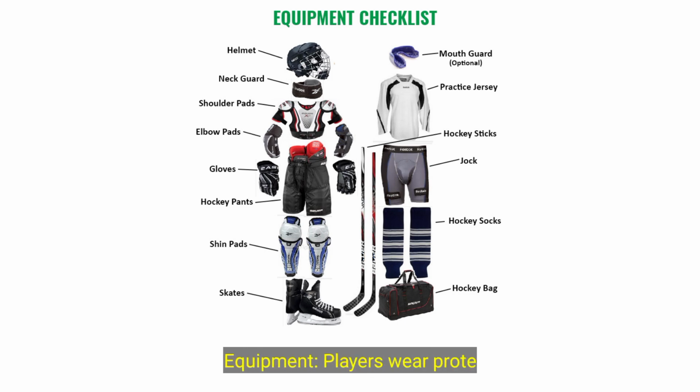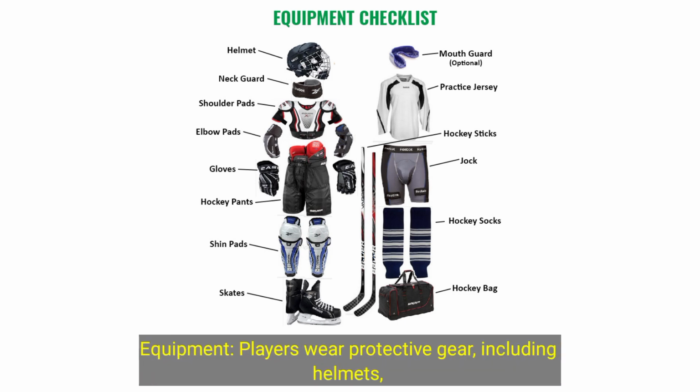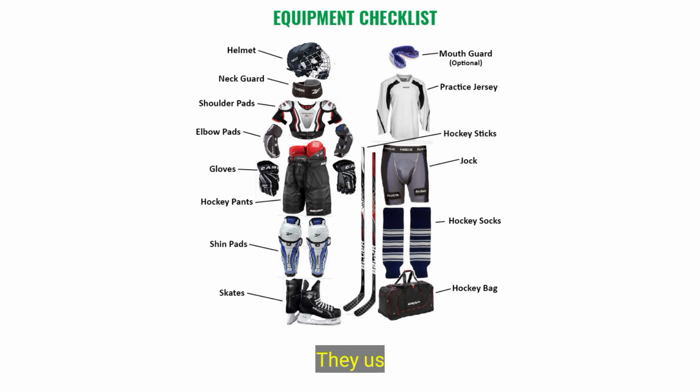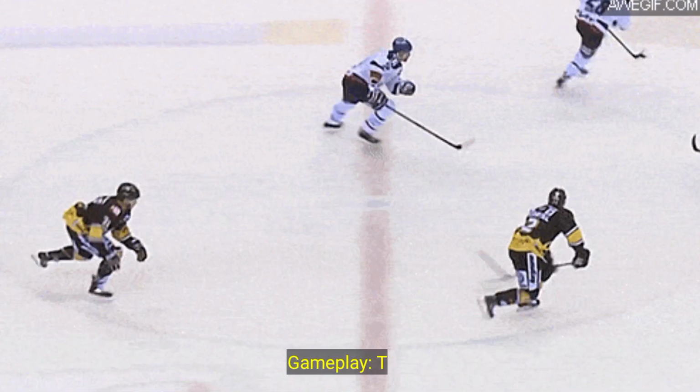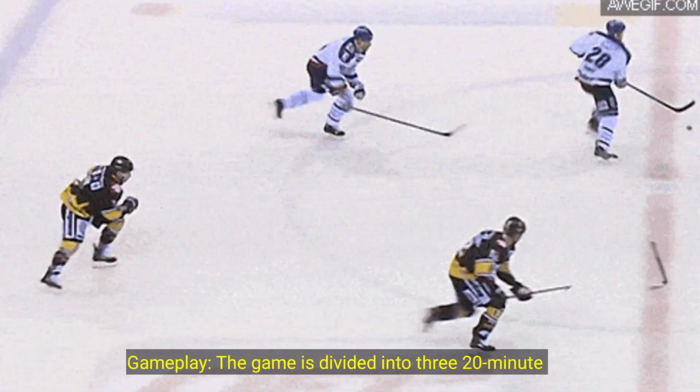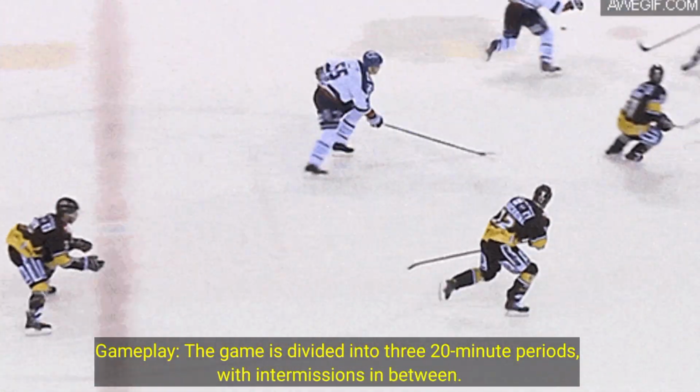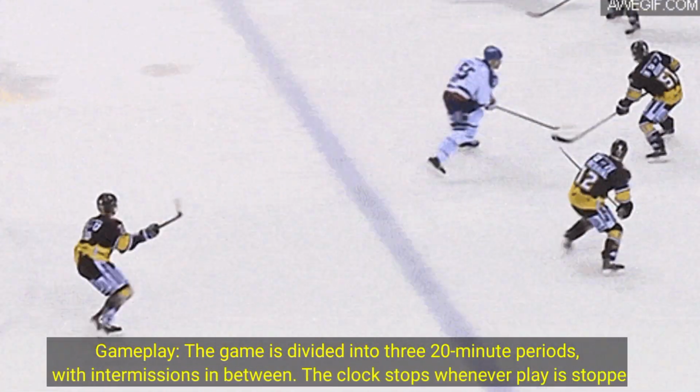Equipment. Players wear protective gear, including helmets, shoulder pads, elbow pads, gloves, and shin guards. They use ice skates and hockey sticks to move and control the puck. Gameplay. The game is divided into 3 20-minute periods, with intermissions in between. The clock stops whenever play is stopped.